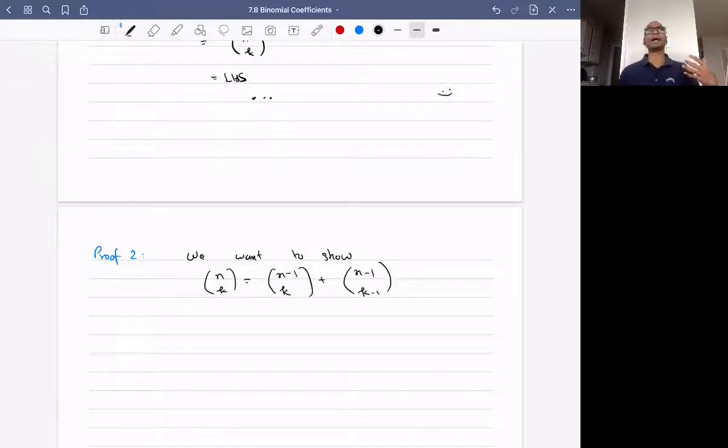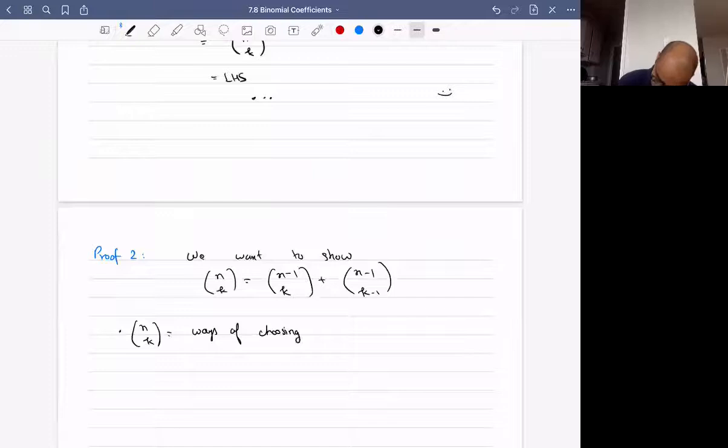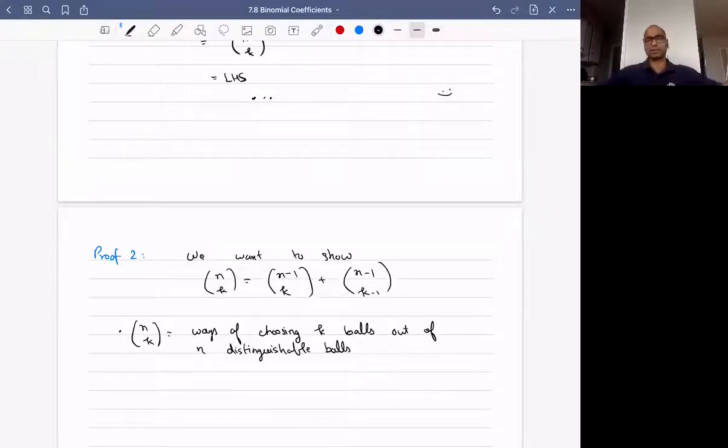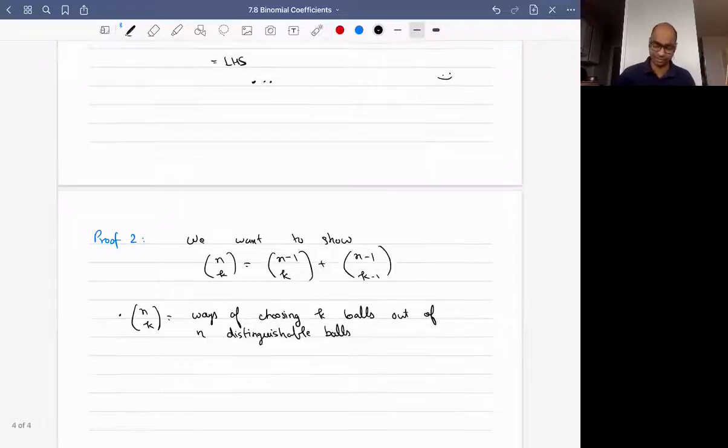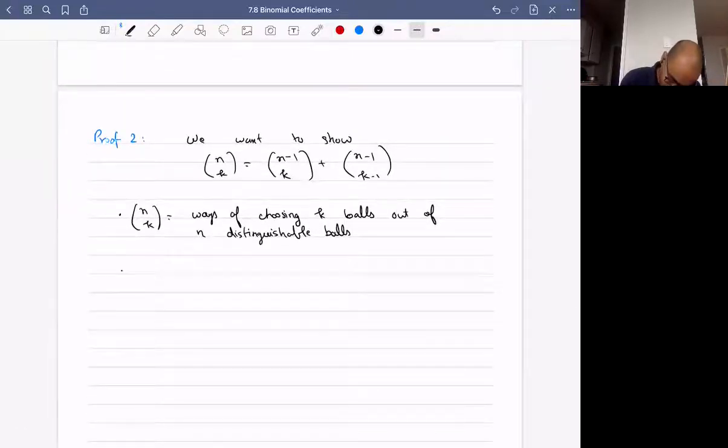Now I'm going to interpret both the left hand side and the right hand side as counting something, and I'll show that they are counting the same thing. So if two numbers are counting the same thing, then the two numbers must be the same. Okay, so n choose k is ways of choosing k distinguishable balls out of n distinguishable balls. Okay, so if I have n balls and I want to pick k of them, I have exactly n choose k ways of doing that. Okay, now suppose we have one special ball.